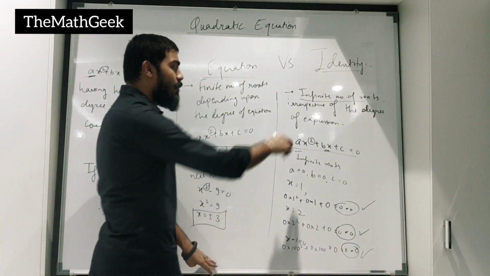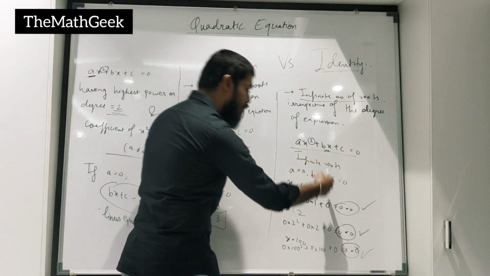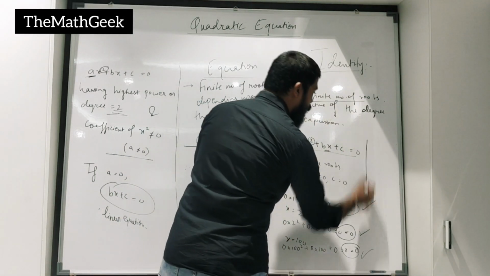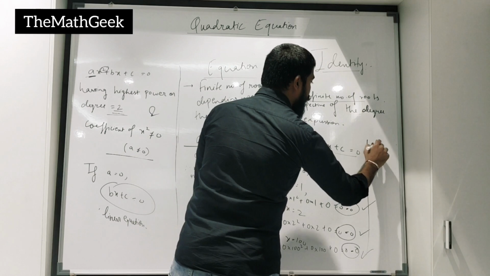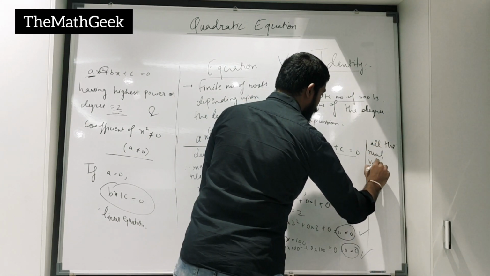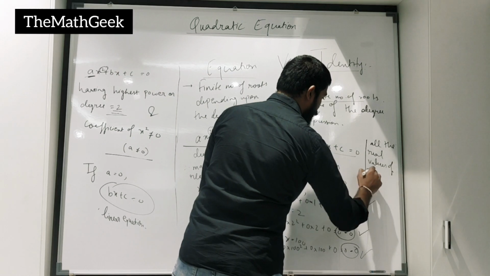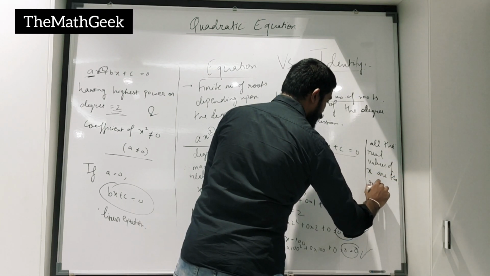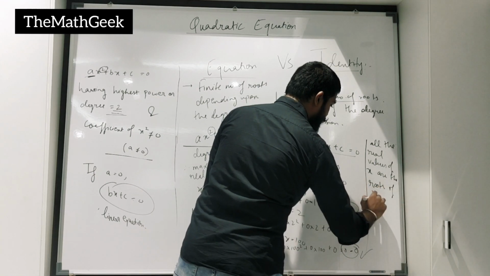Which means if I put any value of x, the answer is going to be 0. Which means all the real values of x are the roots of the equation.